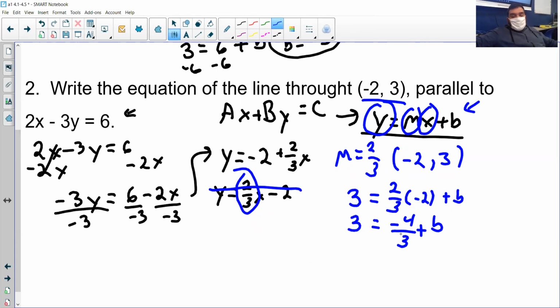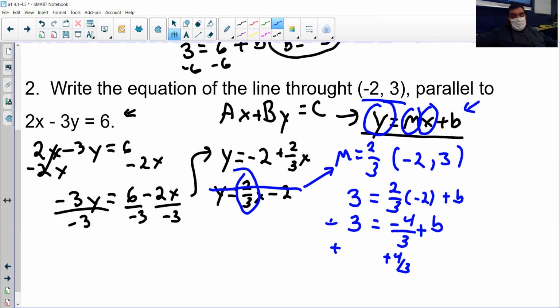Don't think of that as a lowercase b. No, I'm talking about from y equals 2 over 3x minus 2. Isn't 2 the b? I told you, the only thing you care about in the original equation is the slope. Literally, after I took the slope right here, I crossed it out. I don't care about the old equation anymore. So I just removed it.